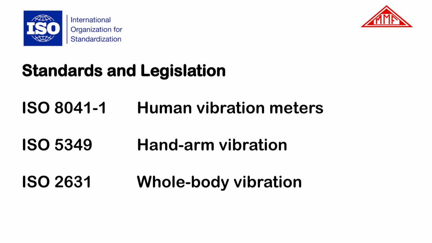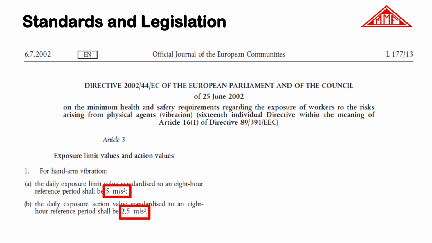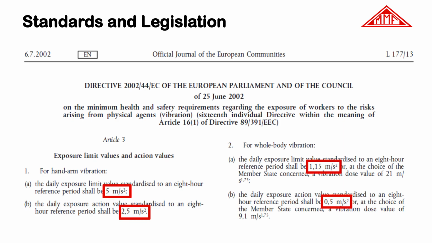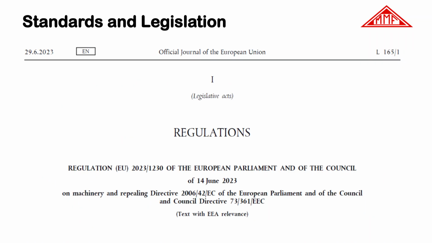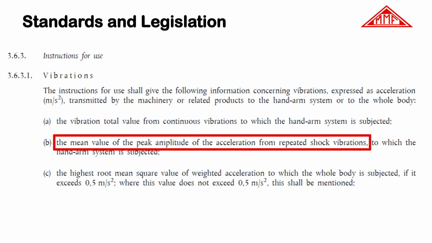The instruments comply with international standards for human vibration meters. EU Directive 2002/44 specifies limit values for the exposure of workers to hand-arm and whole-body vibrations. The new EU Machinery Regulation 2023/1230 requires manufacturers to specify hand-arm and whole-body vibration values in the operating instructions for their products. In addition, information on hand-arm shock vibration is required. This is the VPM value according to ISO 5349, Part 3.